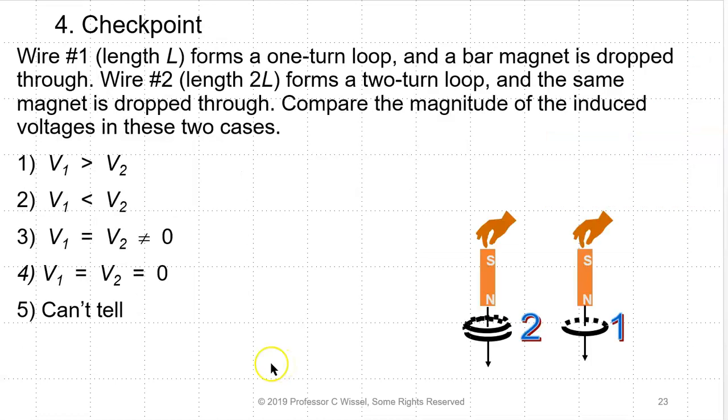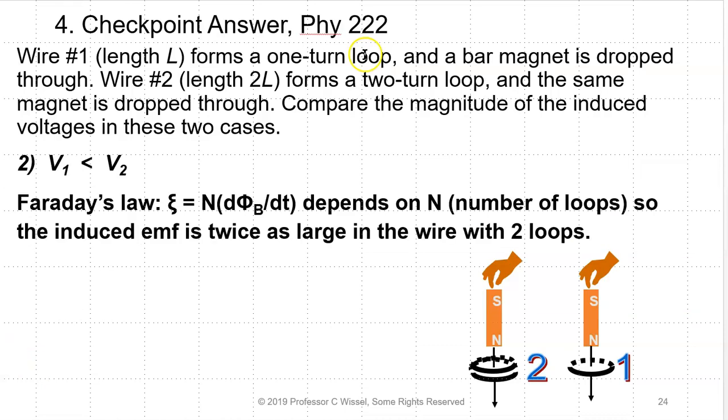Okay, wire number 1 of length L forms a 1-turn loop and a bar magnet is dropped through it. Wire number 2 of length 2L forms a 2-turn loop and the same magnet is dropped through. Compare the magnitude of the induced voltages in these two cases. These 222 students, calculus based. If you're non-calculus based, please skip ahead a slide. The correct answer is number 2, where V1 is less than V2. Faraday's law says that the EMF is proportional to the number of turns, that's the number of loops. So the induced EMF is twice as large in the wire with 2 loops as in the one with 1 loop.